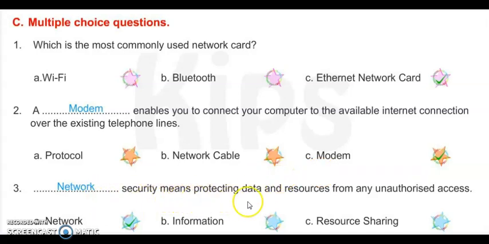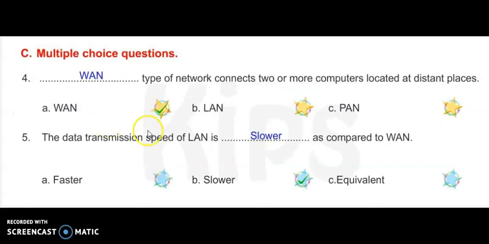Dash security means protecting data and resources from any unauthorized access. Answer is network. Next, number 4, dash type of network connects 2 or more computers located at distant places. Answer is WAN, wide area network. Next, number 5, the data transmission speed of LAN is dash as compared to WAN. Slower. Okay, you have to take here slower.